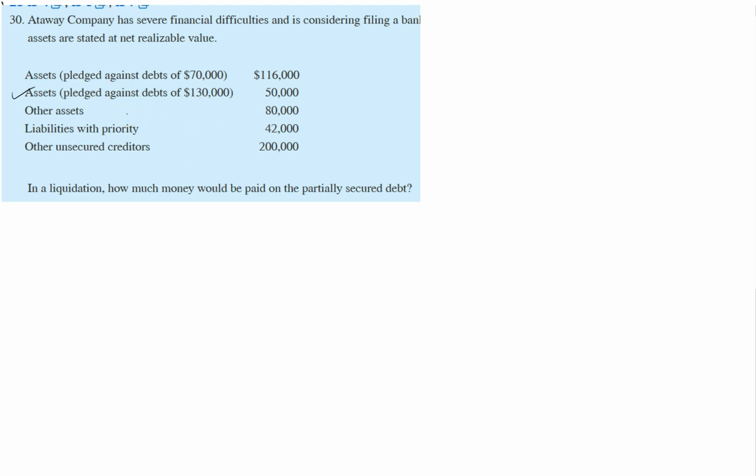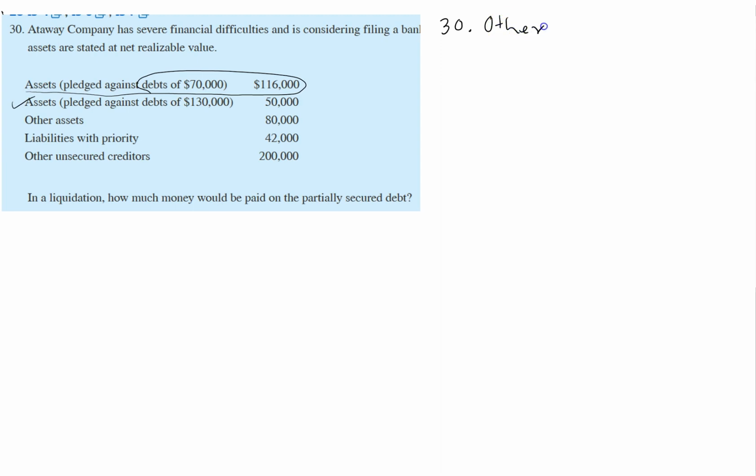Now we'll follow the same steps that we did when we solved problem number 28. We have other assets, and we have liabilities with priority and other unsecured creditors. So first we'll check what the free assets are. Free assets are the other assets which are not used to back up any type of debt. Then we will check, for the first group, how much free assets we will have after covering this $70,000 debt. So to calculate the free assets, of course, the other assets which are free here, not used to secure any debt, amount to $80,000.